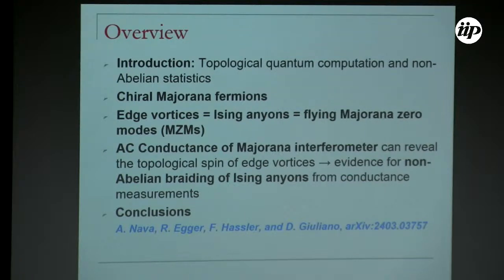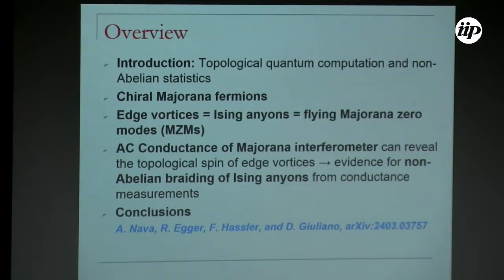chiral Majorana fermions. And since these are moving modes, like edge modes of a fractional quantum Hall system, these are also flying Majorana zero modes. So they're not static like the usual Majorana zero modes that people consider, but they move in space, and we will see that this gives them a resilience against disorder.